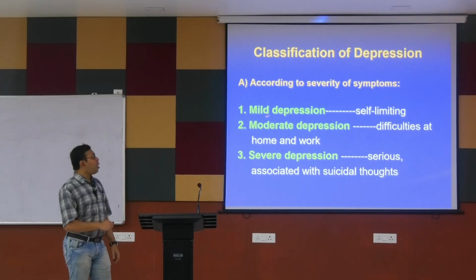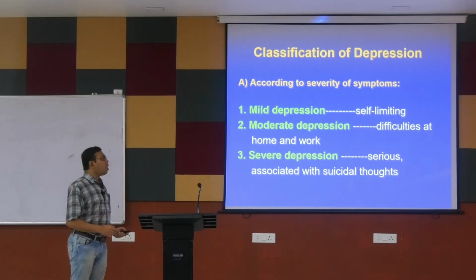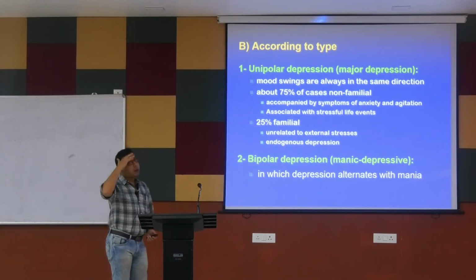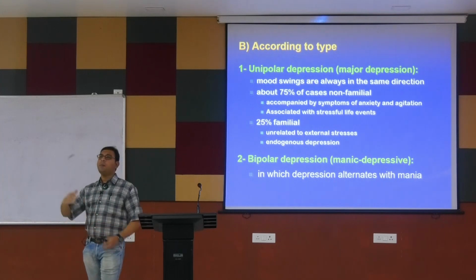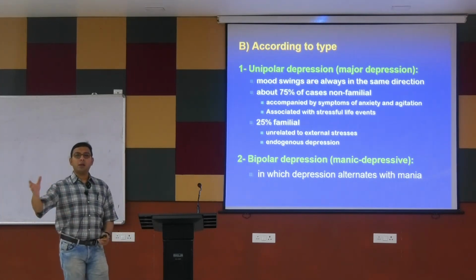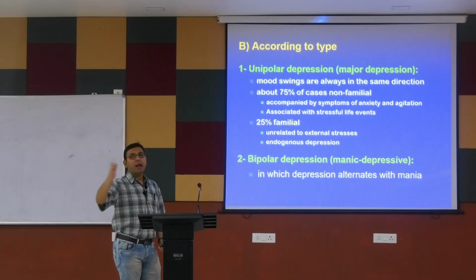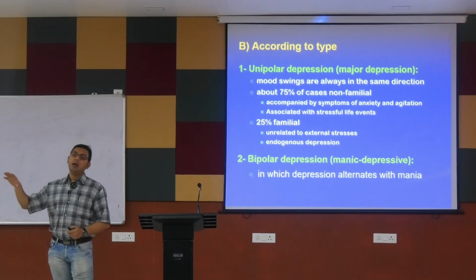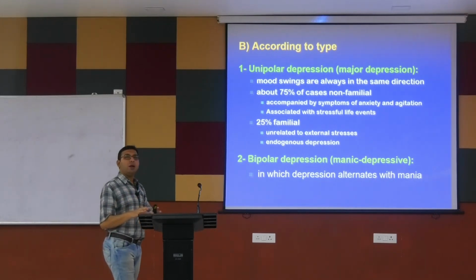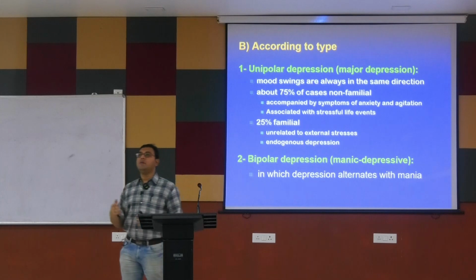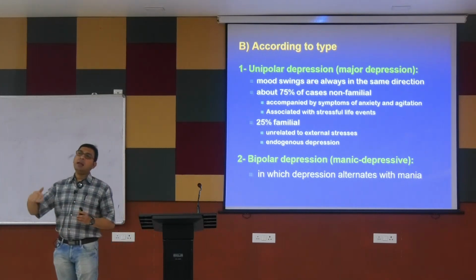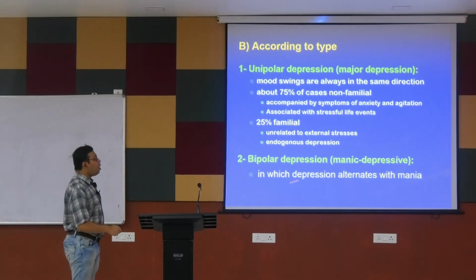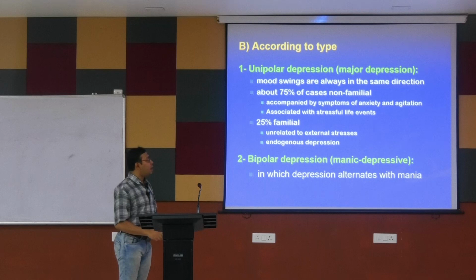So classification of depression: mild, moderate and severe, according to the symptoms and according to the duration. And there may be unipolar depression or bipolar depression. Unipolar means it is tilted only towards the depression. Bipolar means there may be alternately mania and depression. Both can happen as a cycle. For some months it is mania, for some months it is depression. So bipolar disorder is another disease that can be treated by different types of mood stabilizers, in addition to antipsychotics or antidepressants. So bipolar depression is one in which depression alternates with mania.